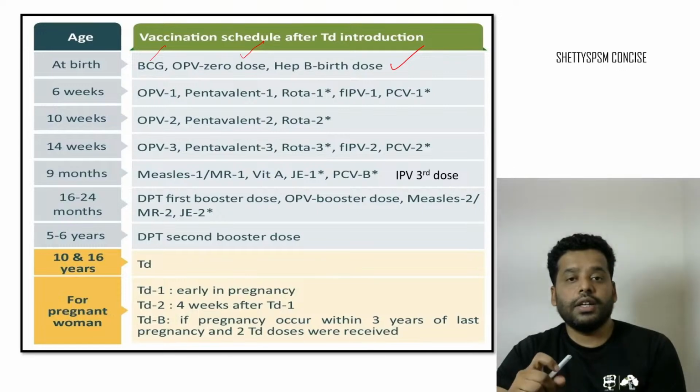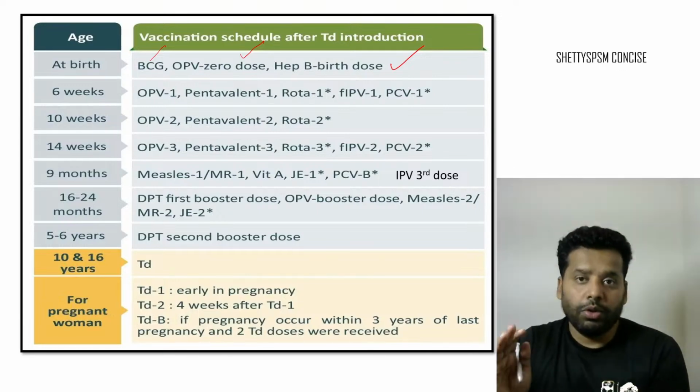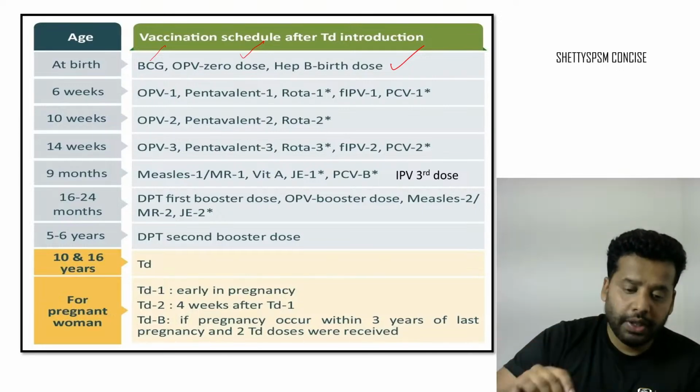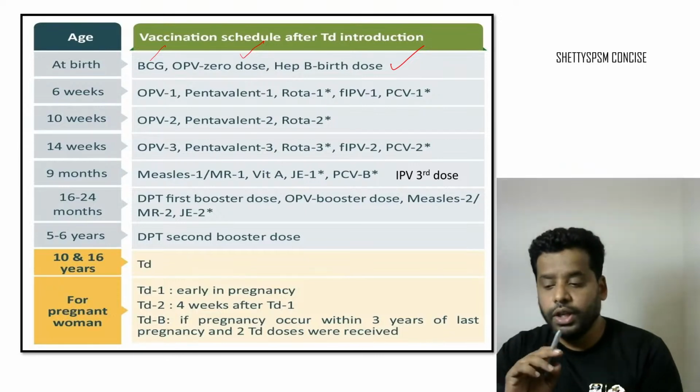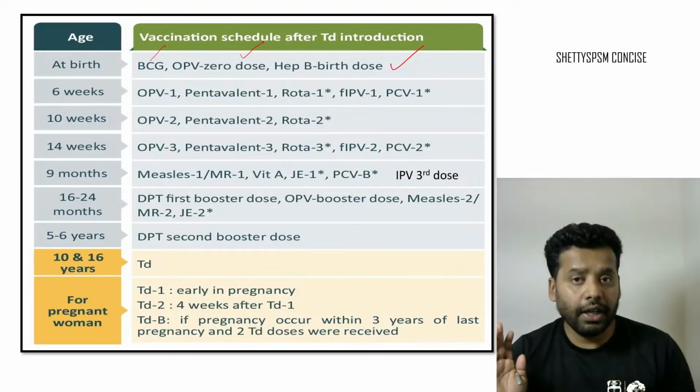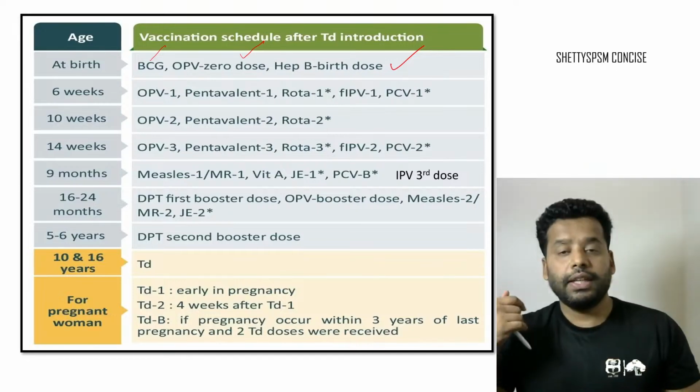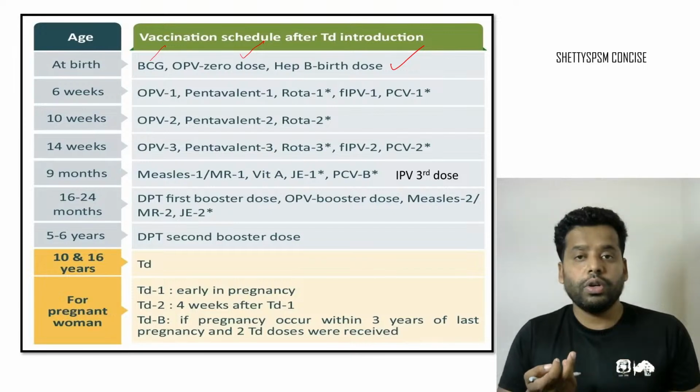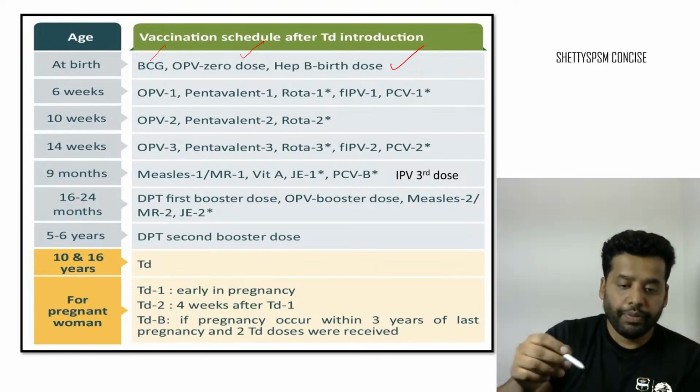The newborn should get vaccine plus immunoglobulin. Then at 6 weeks, 10th week and 14th week. So there is a gap of 4 weeks in between them. Repeat the words: 6, 10 and 14. There is a gap of how many weeks? 4 weeks.